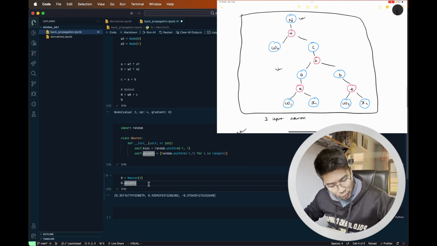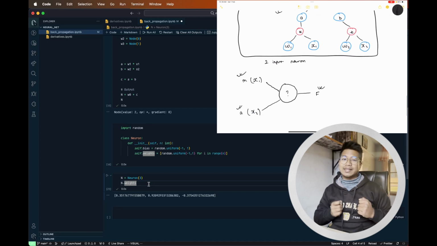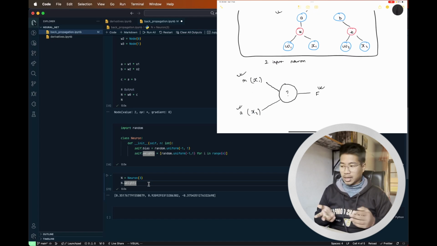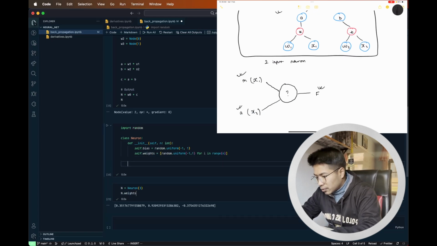Now what else do we need to encode? We want this neuron to give us an output. So we want this neuron to be able to compute.